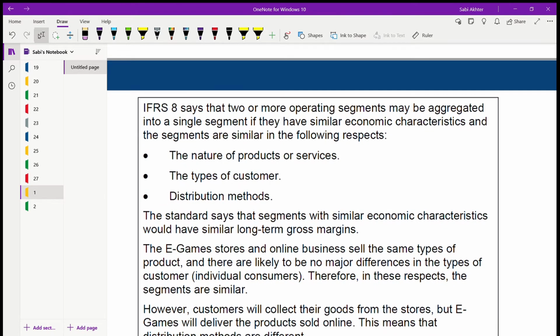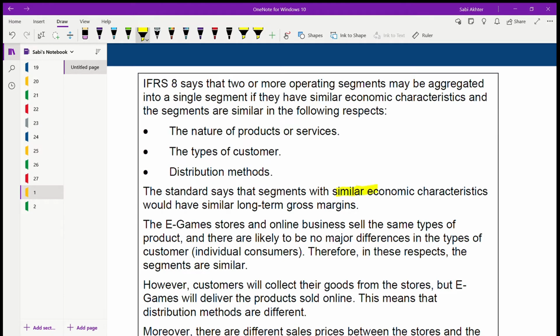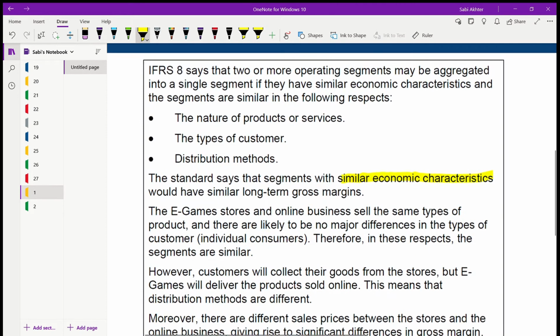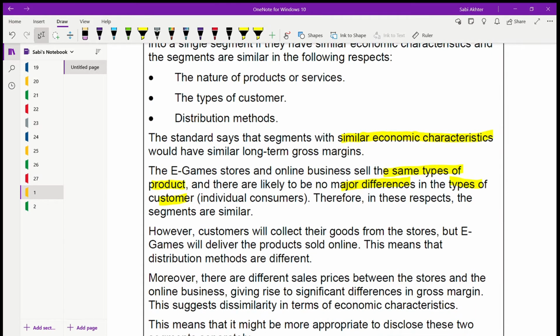Okay, this answer that has been given here in your test understanding 1, you can even use in the exam if they ask whether segments have to be aggregated or not. IFRS says that two or more operating segments may be aggregated if they have similar economic characteristics. We look at the type of product, the type of customer, and the distribution methods. The standard says that they would have similar long-term gross margins. So eGames stores and online business sell the same type of products. It is just the platform that is different, but the products they are selling are the same. Therefore, there is no major difference between the type of customers. The type of customers that they will get online versus in the stores are mostly similar. So in this respect, the segments are similar.